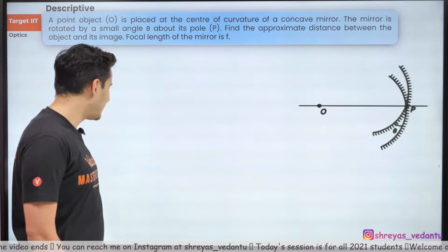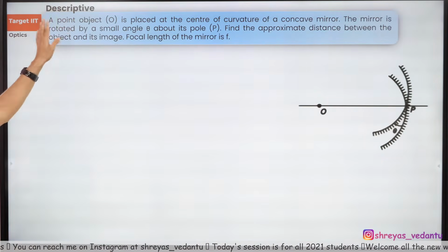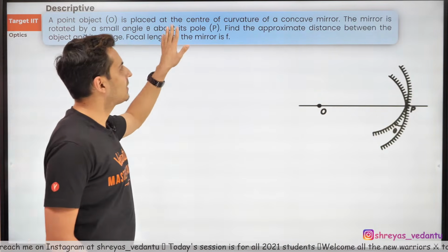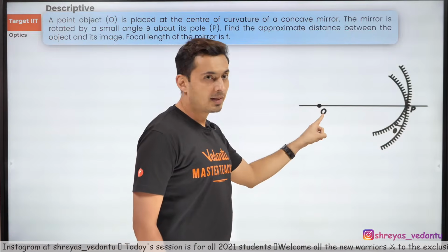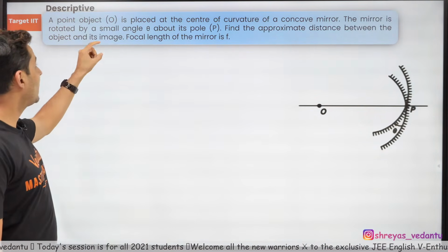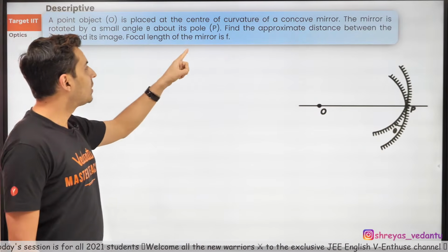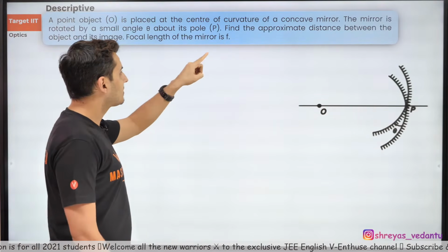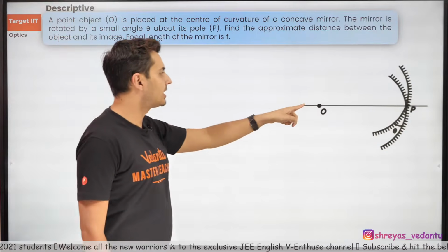Here is the first question coming up on your screen now. A point object O is placed at the center of curvature of a concave mirror. Okay, it's placed at the center of curvature. The mirror is rotated by theta about the pole. Find the approximate distance between the object and the image.